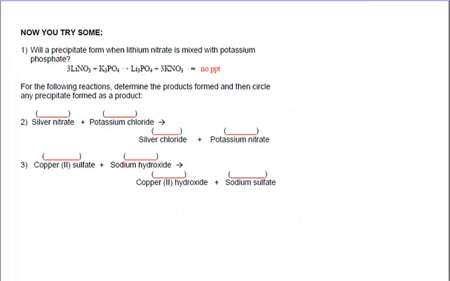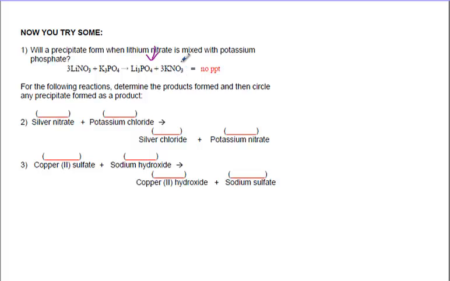So what you're going to have to do is try some on your own to help you figure this out. Will a precipitate form when lithium nitrate is mixed with potassium phosphate? Here is the balanced equation, and we're looking at products only. Which one of these is going to be insoluble? Well, we use table F.